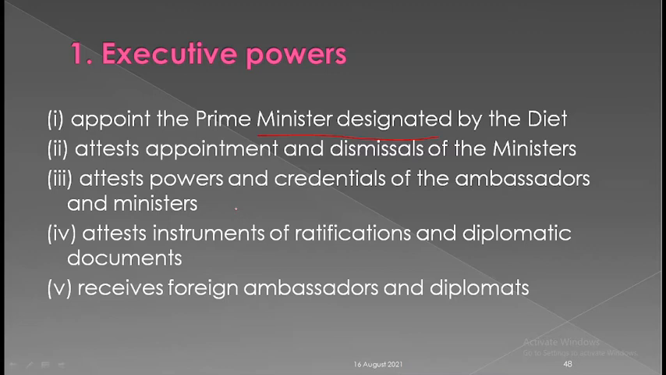He also attests instruments of ratification and diplomatic documents. I mean, those documents signed between Japan and foreign countries should be attested by the emperor. He receives foreign ambassadors and diplomats in the name of the people of Japan.